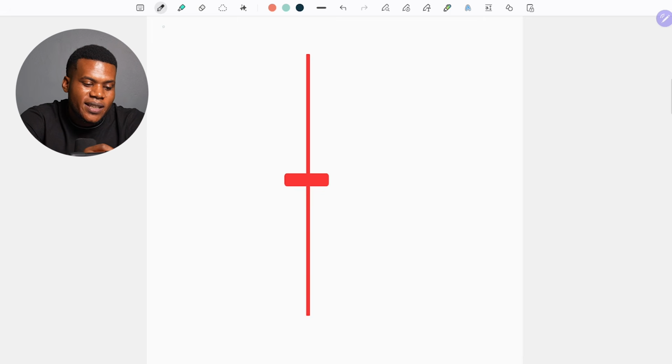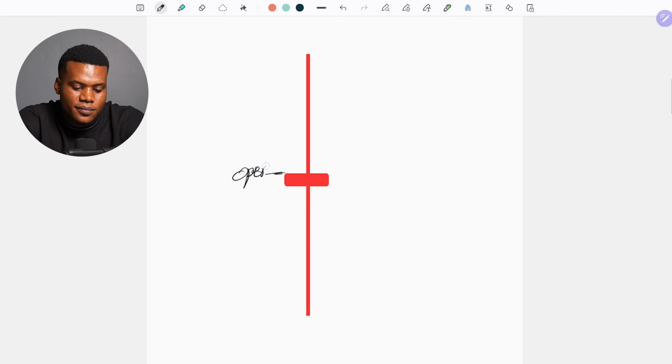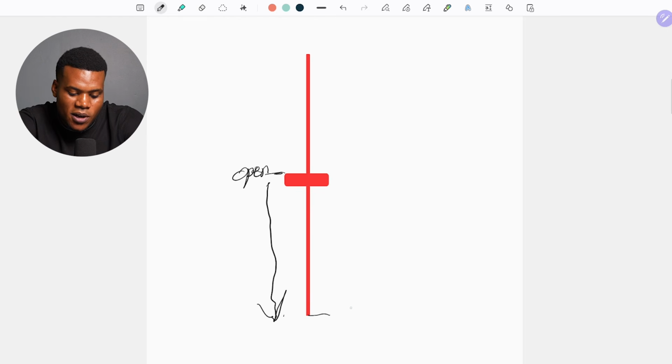Because this candle started like this. This was the open. Then sellers came into this market and pushed this market up to here. So we call this the low.